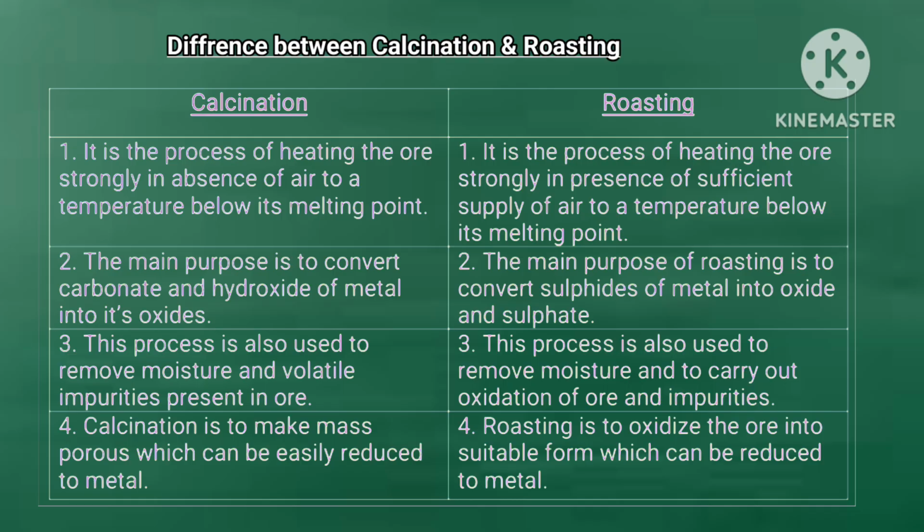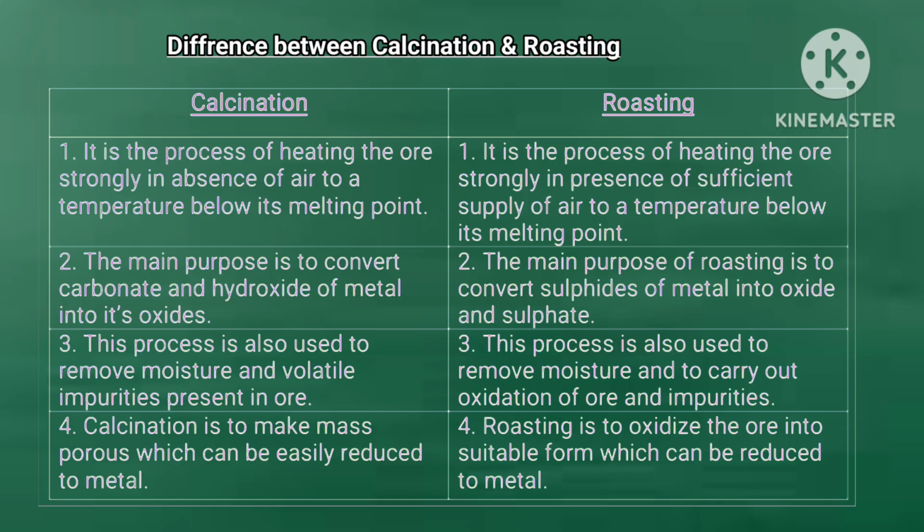This is one of the most important applications of the calcination and roasting processes, and this is also a differentiation point. Now let us see the third point. The calcination process is used to remove moisture and volatile impurities present in the ore. We know that most of the time moisture and volatile impurities are present in the ore. If we want to remove these impurities and moisture, then we use the calcination process.